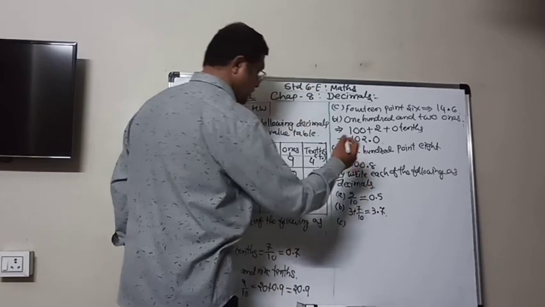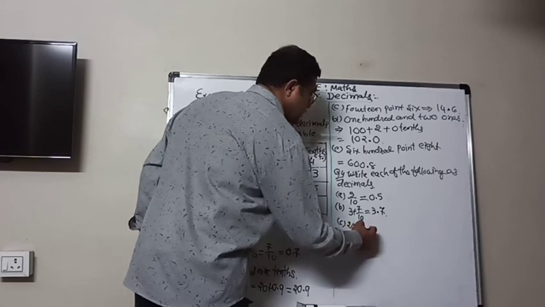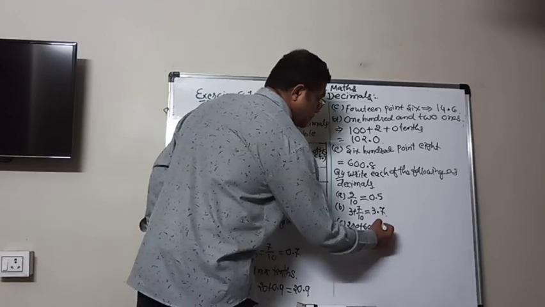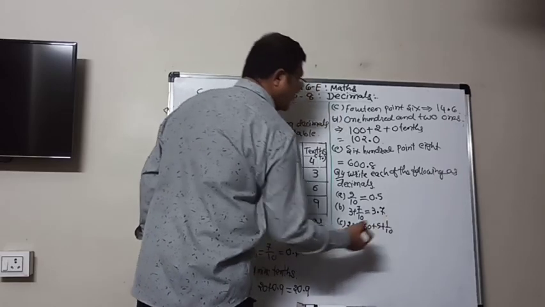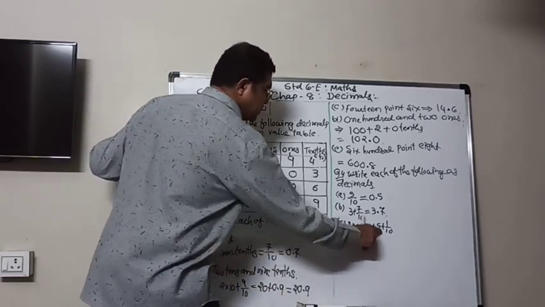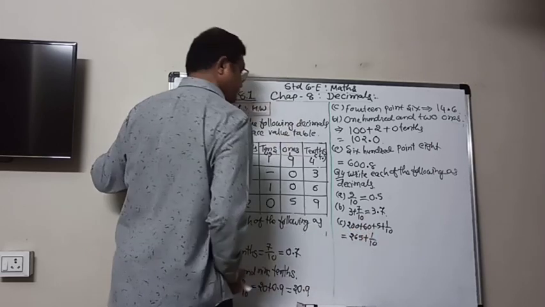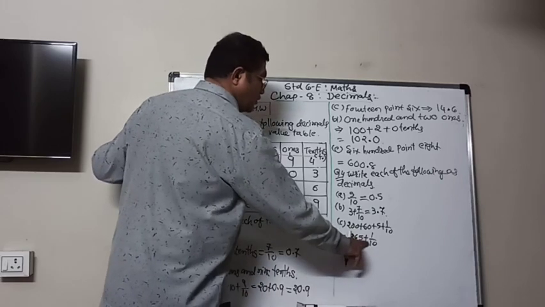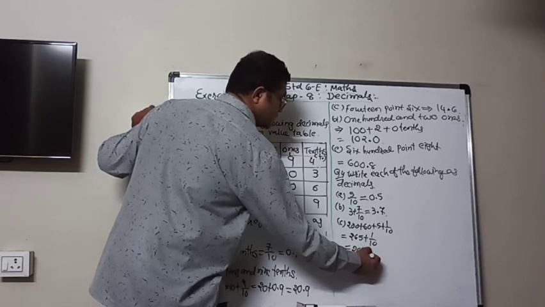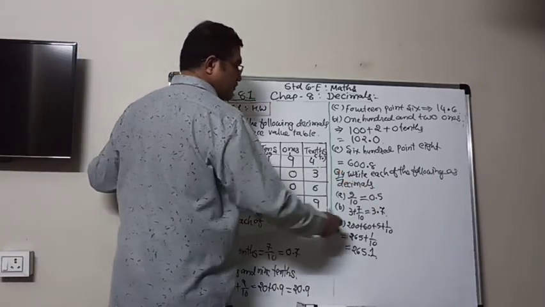3.7. Third one, 200 plus 60 plus 5 plus 1 upon 10. So first we will add this 260 and 5. That is 265 plus 1 upon 10. And now 1 upon 10 is 0.1. So it is 265.1.